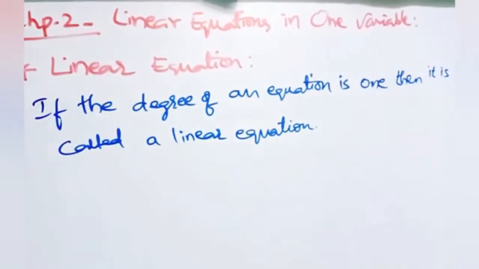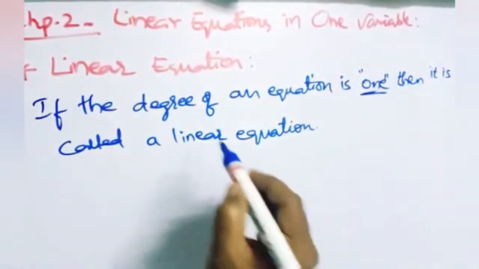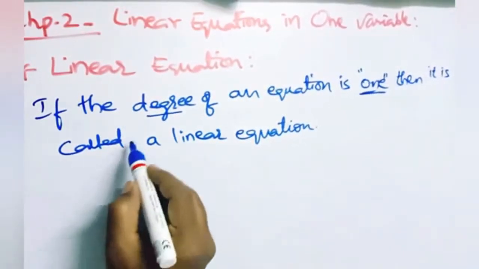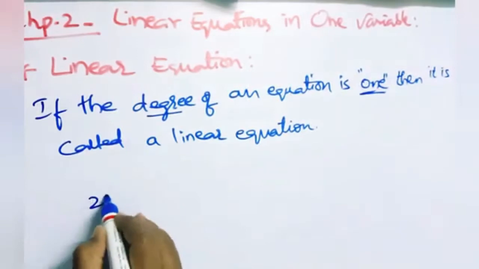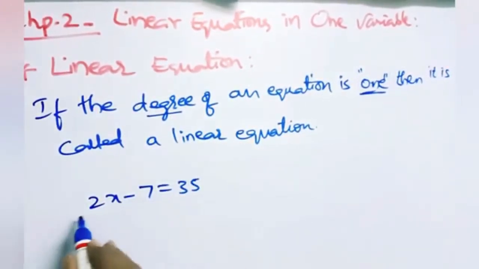Next I'm explaining linear equations. If the degree of an equation is 1, then it is called a linear equation. We discussed the degrees and types of algebraic expressions in our grade 7 classes. Just now I wrote one example, 2x minus 7 is equal to 35. The degree of this expression is 1. Why? Because the power of x is 1.